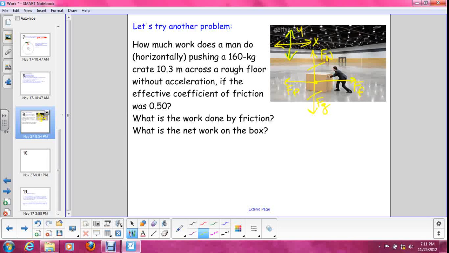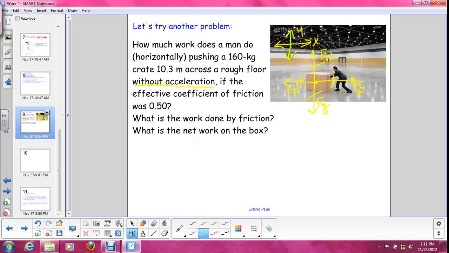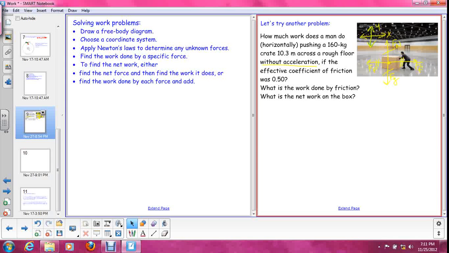And it turns out the same thing is true about the force of the push the man is applying and the force of friction, because this box is moving across a rough floor without acceleration. If there is no acceleration, then velocity is constant and the forces must be balanced. So now that we know that, we can start looking at this quantitatively.